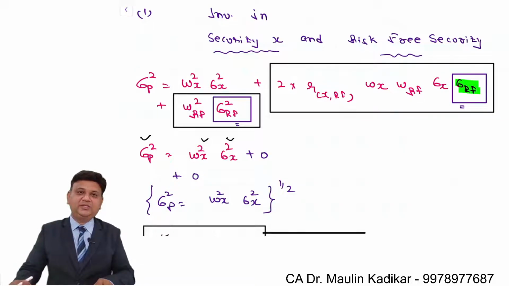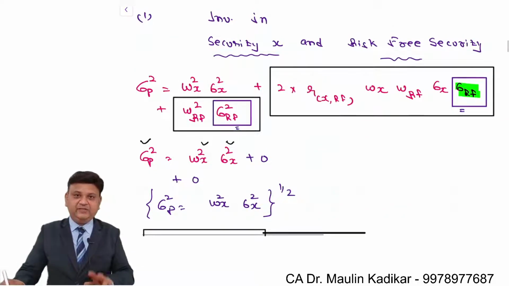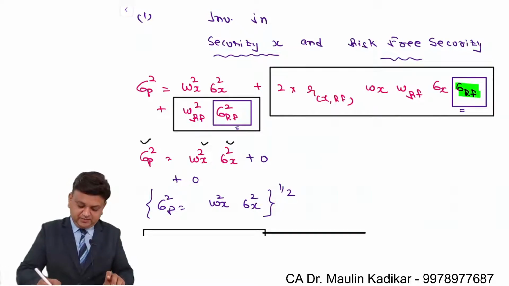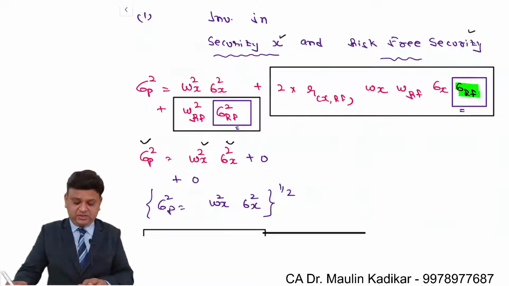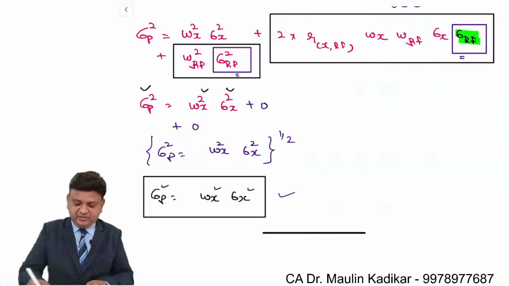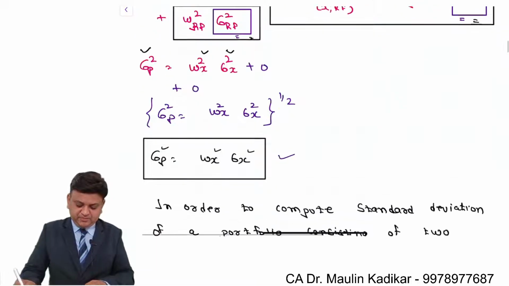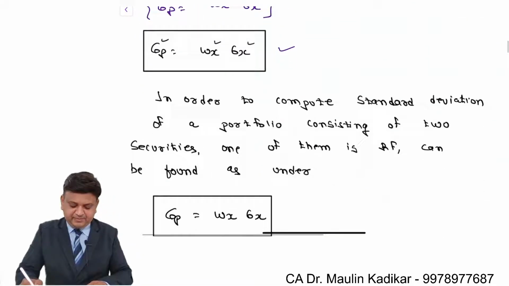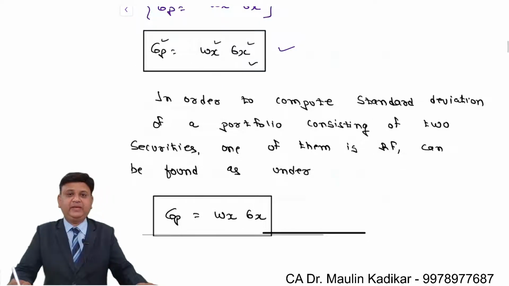So in the earlier question we have seen that if investment is made in two securities, one is the existing portfolio and another is a risk-free security. This is the detailed formula. Wherein we understand that this element will be 0. Why? Because the standard deviation of risk-free security is 0. This element will be 0. So ultimately, the standard deviation of portfolio can be calculated as the product of these two only.